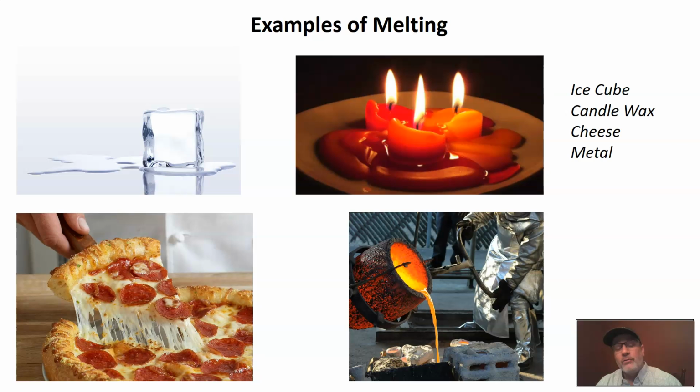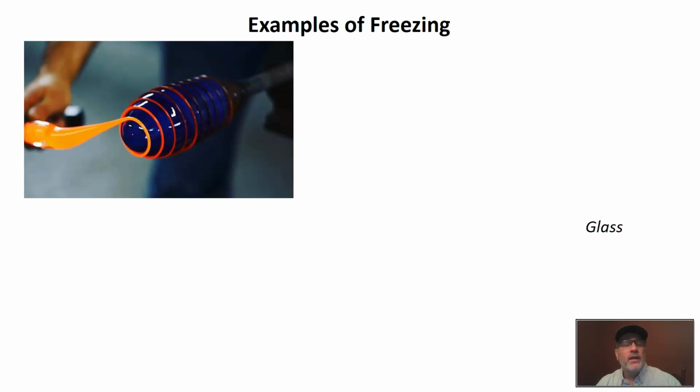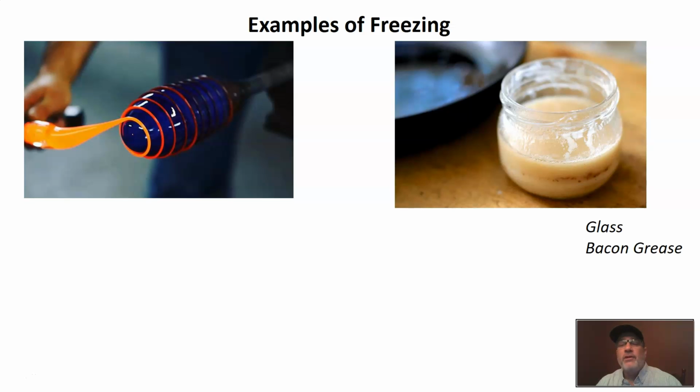Also, though, things that we don't typically think of as being melted, but things like metal. Metals have a higher temperature that they melt at, but that is also an example of melting. On the other hand, if we look at the reverse of that, we're looking at freezing. If you know someone who works with glass, who's into that art, you would absolutely see them melt the glass, and then as it cooled, that's an example of freezing.